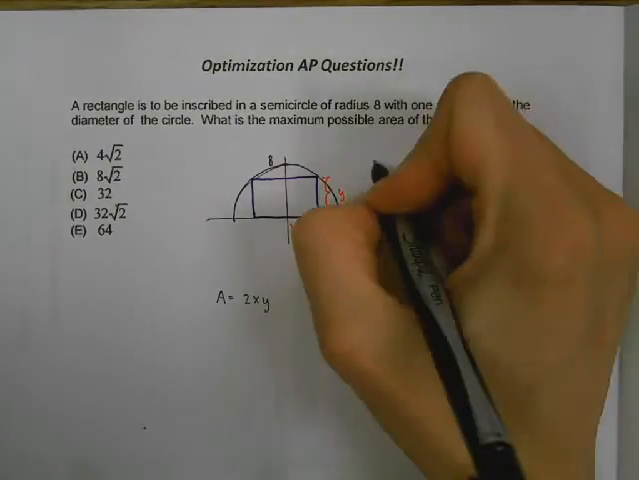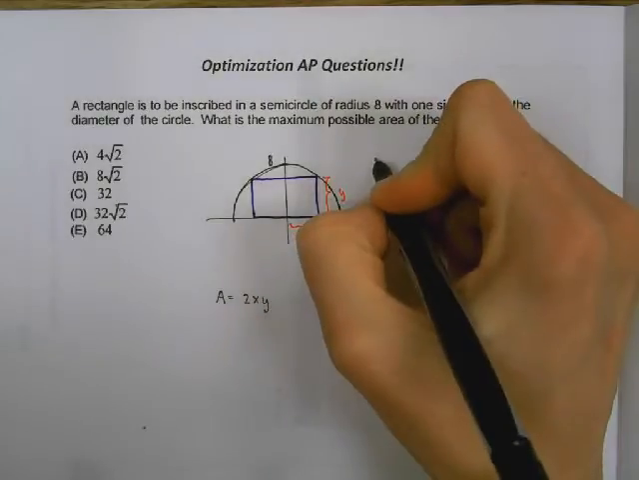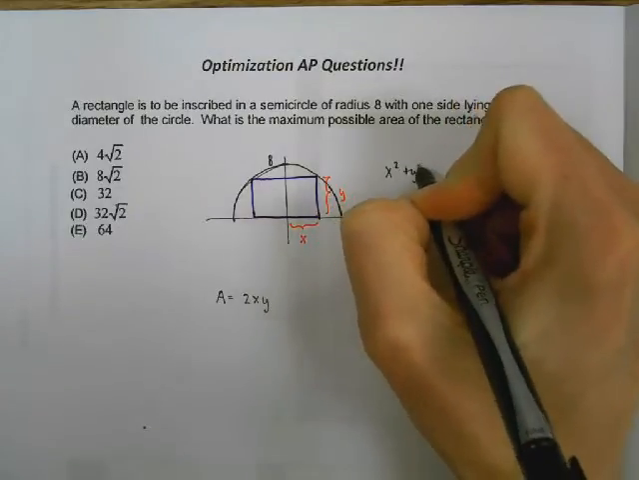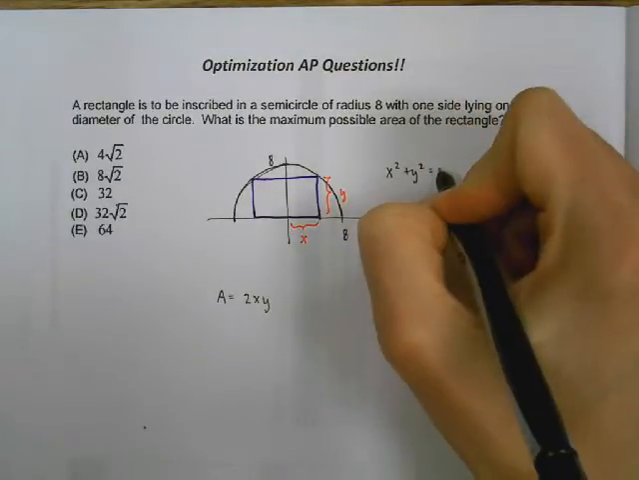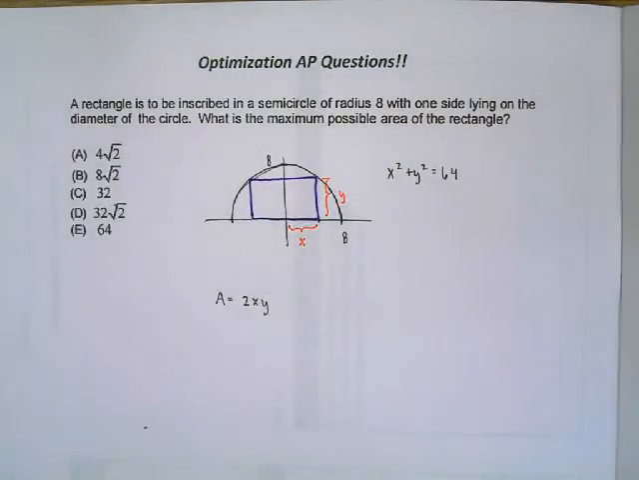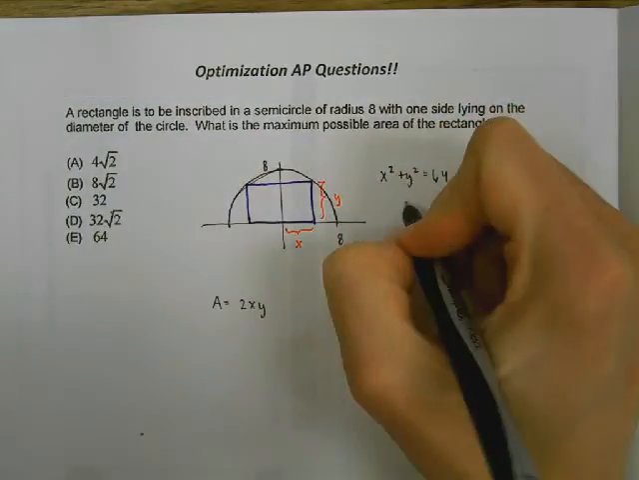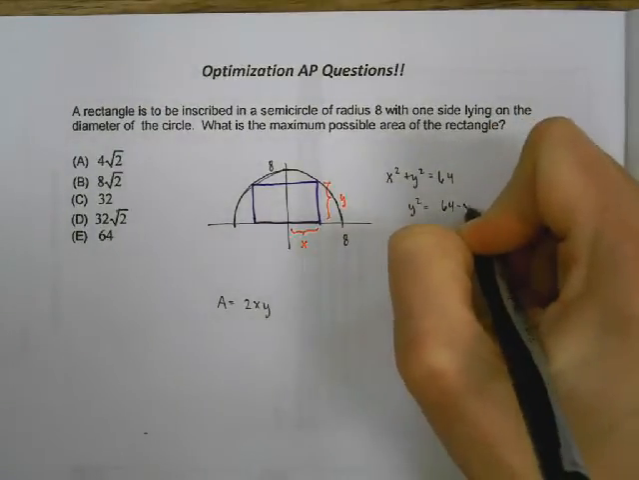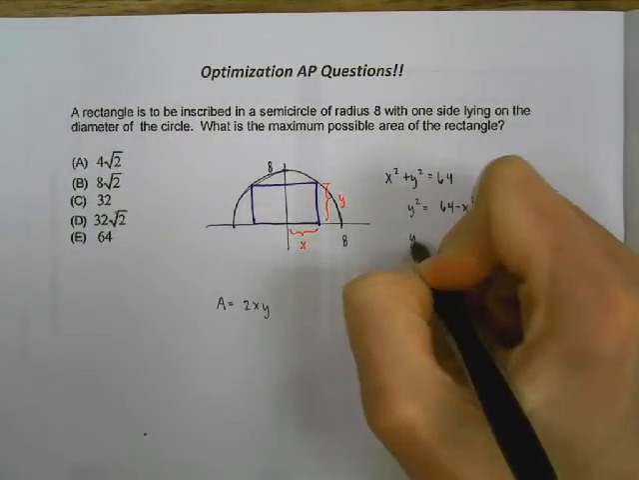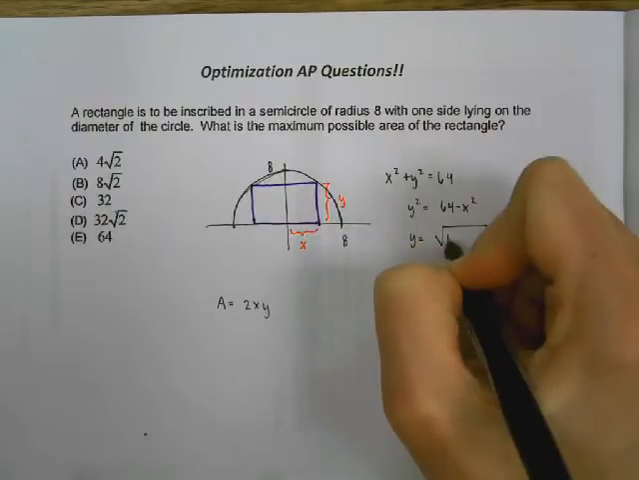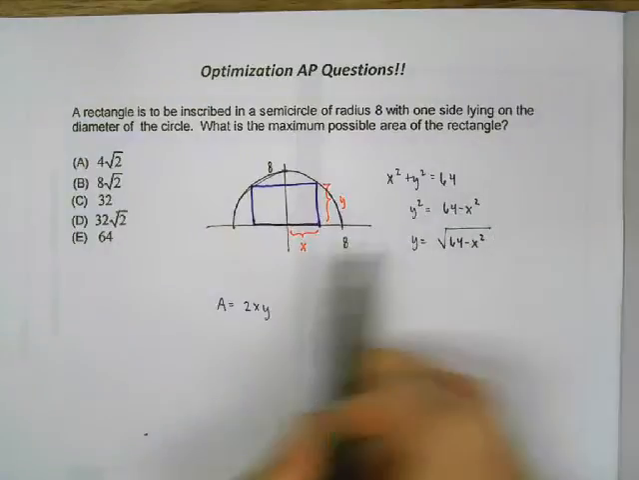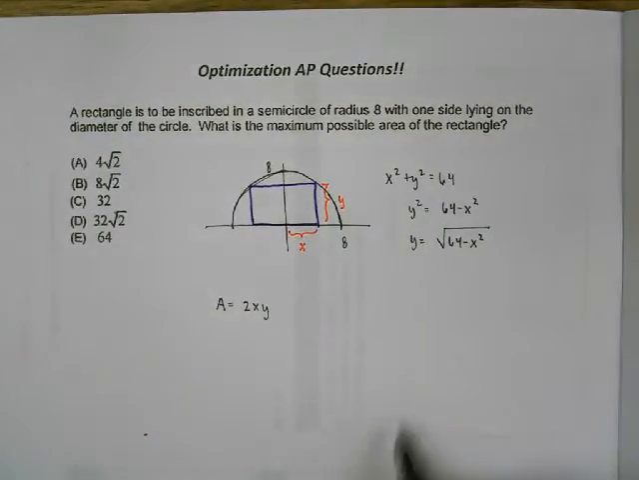And here's what I know. If I have the graph of this, the equation of this circle would be x squared plus y squared equals our radius squared, which is 64. So now I'm going to solve that for y. So if I do that, I would get y squared equals 64 minus x squared, and then y equals the square root of 64 minus x squared. And again, I'm only taking the positive square root because we just have a semicircle.